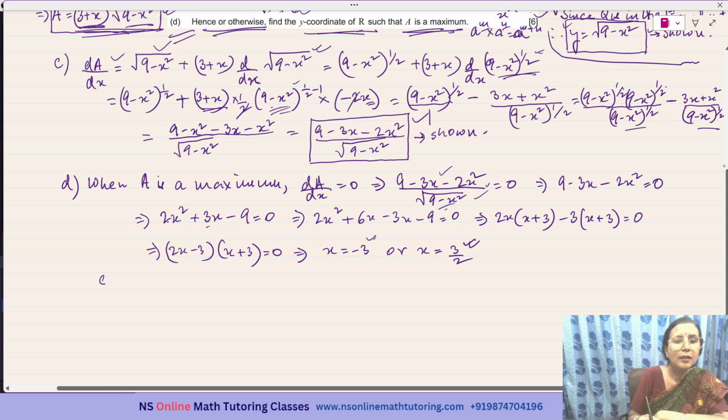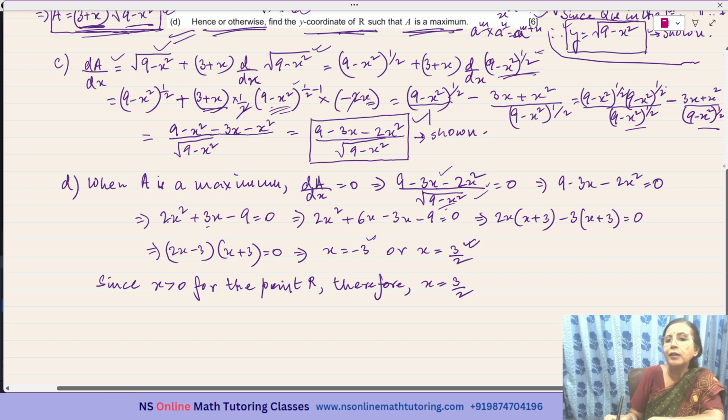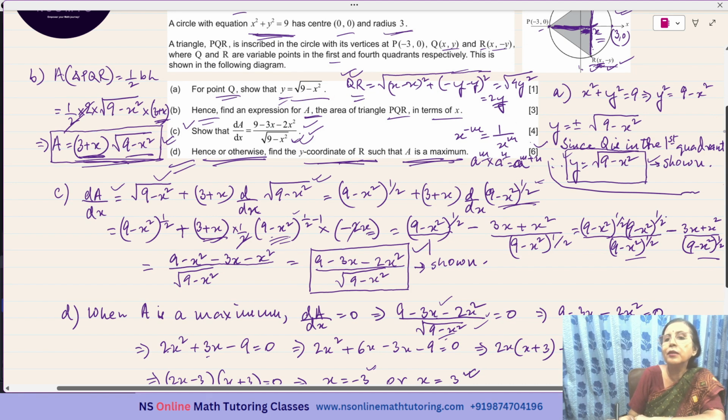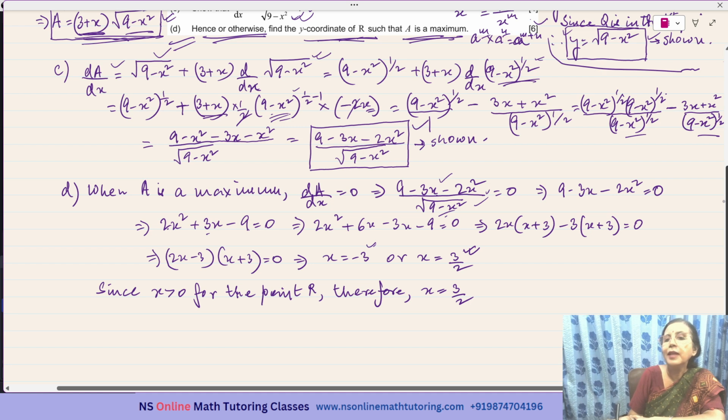Okay. Since x is greater than 0 for the point R, therefore x equal to 3 over 2. Okay. And now we have to find the y coordinate of R. So you are seeing the y coordinate is negative y. And what was y's expression? It was square root of 9 minus x squared.